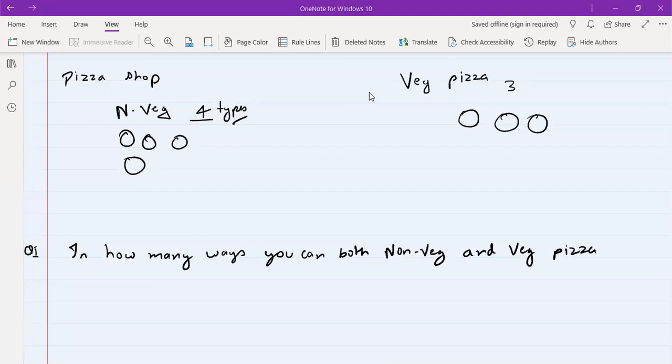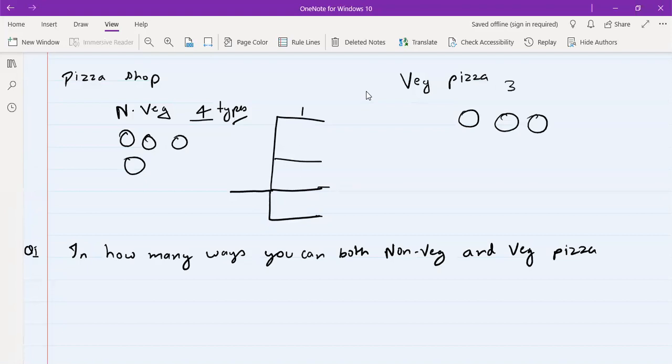Now just think about this. Stop for a minute and think. Yes, Nitin, correct. So you have to select one non-veg and one veg pizza. Now suppose you selected one veg pizza. How many ways can you select a veg pizza? 3 ways. Or suppose you select non-veg pizza first. In how many ways can you select non-veg pizza? 4 ways. Got it?